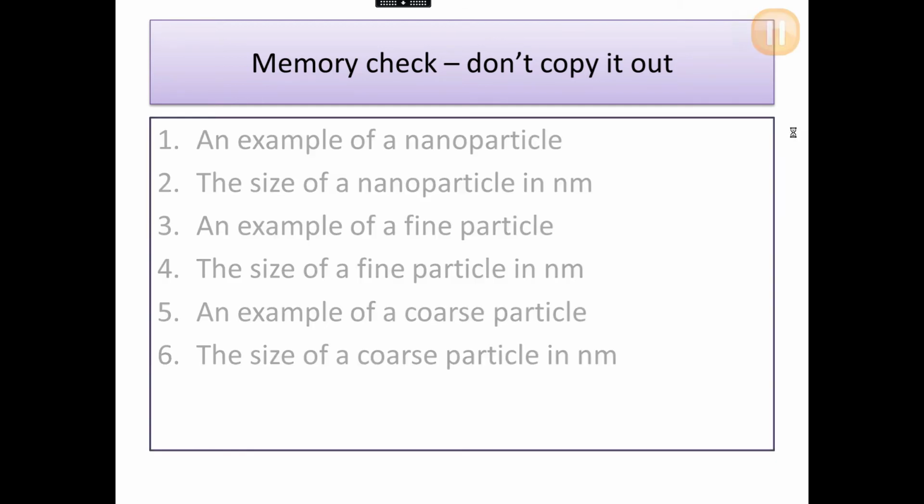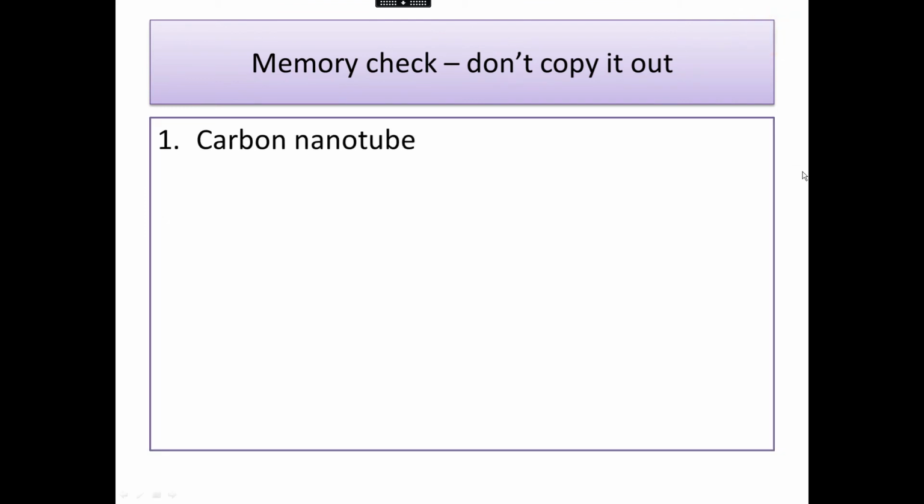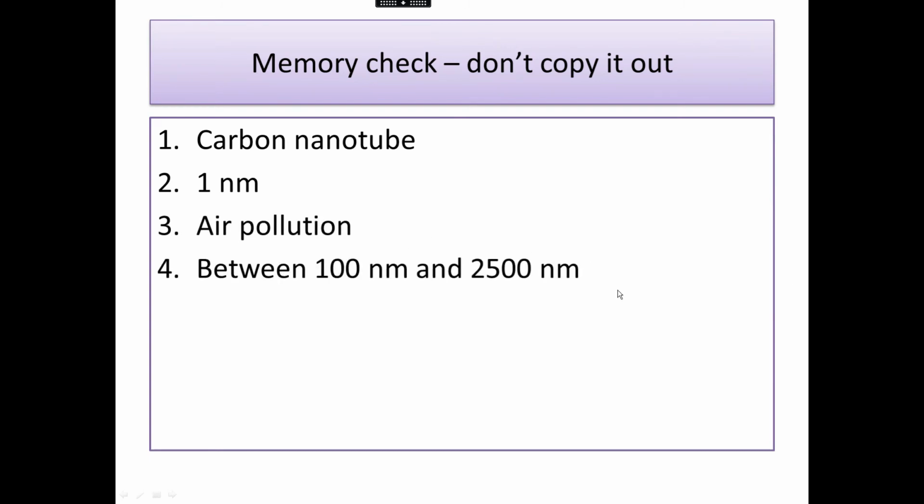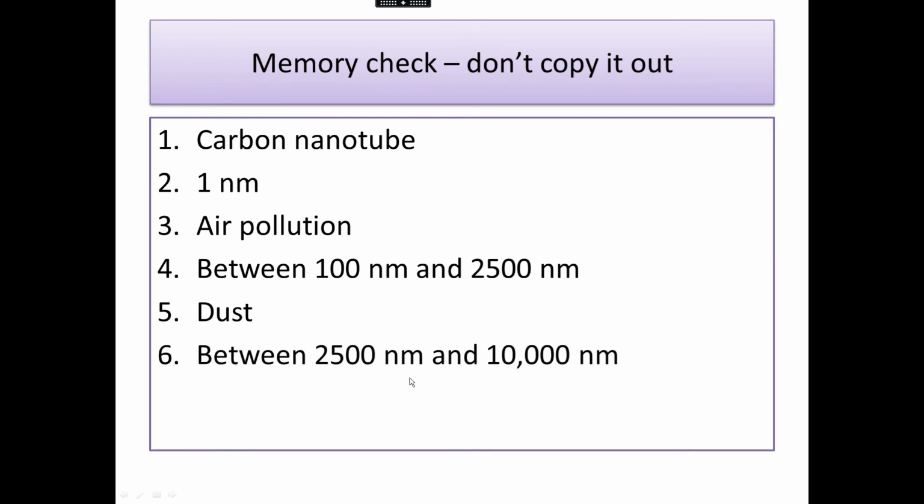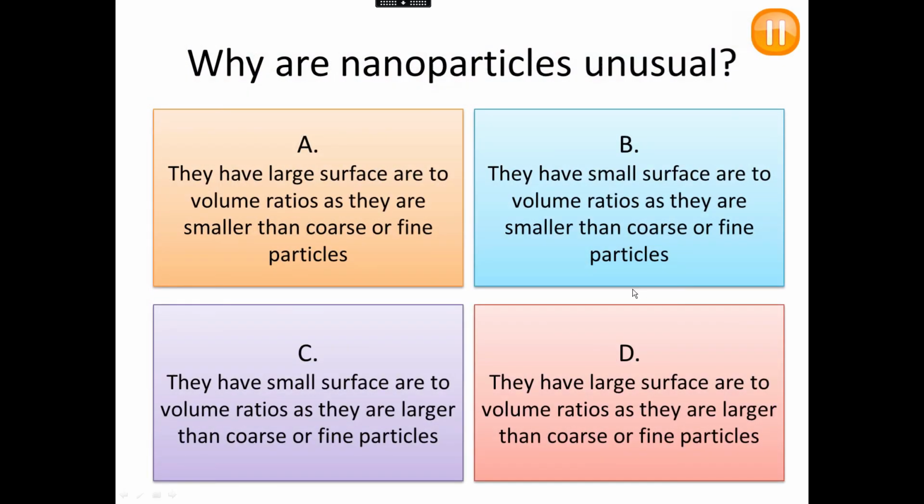Okay, here come the answers. Carbon nanotube or zinc oxide or silver. We've looked at a few different examples now. They are 1 nanometer and it goes up to about 100 nanometers. Fine particles include air pollution from 100 nanometers to 2,500 nanometers. Coarse particles include dust from 2,500 nanometers up to 10,000 nanometers. Right, and why are nanoparticles unusual?